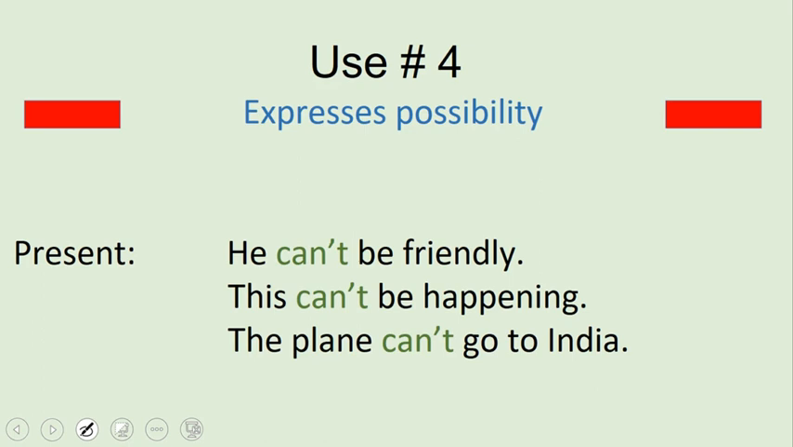This can't be happening. Also a common phrase that we use when we are in disbelief and we want to ask, how is this happening? And lastly, the plane can't go to India, meaning it is not possible for this plane to go to India. And that is the end of this presentation. I hope you enjoyed it and that you now understand much better how to use can and can't.